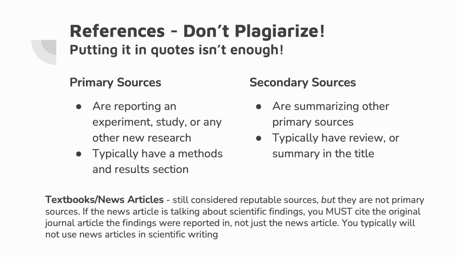If a news article, specifically, is talking about scientific findings, you have to find the original journal article, the original peer-reviewed article the findings were reported in, and cite that. You can't just cite the news article. You will not typically cite a news article in any scientific writing. It's not an acceptable citation in science writing. Textbooks are an acceptable citation in science writing, but news articles are not.